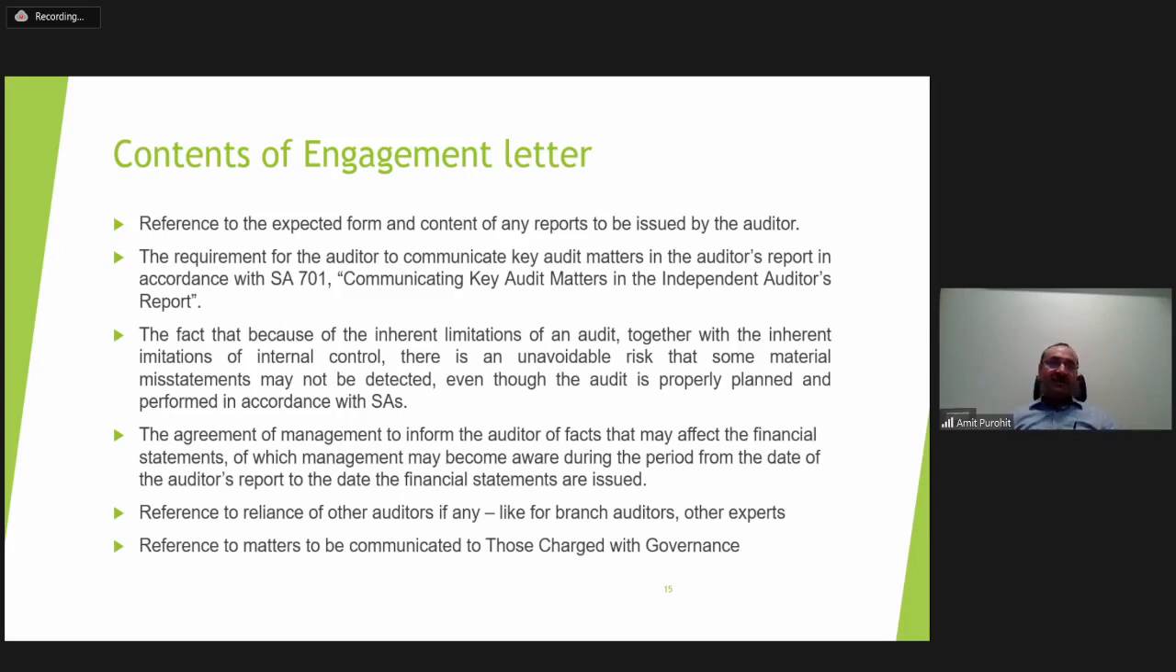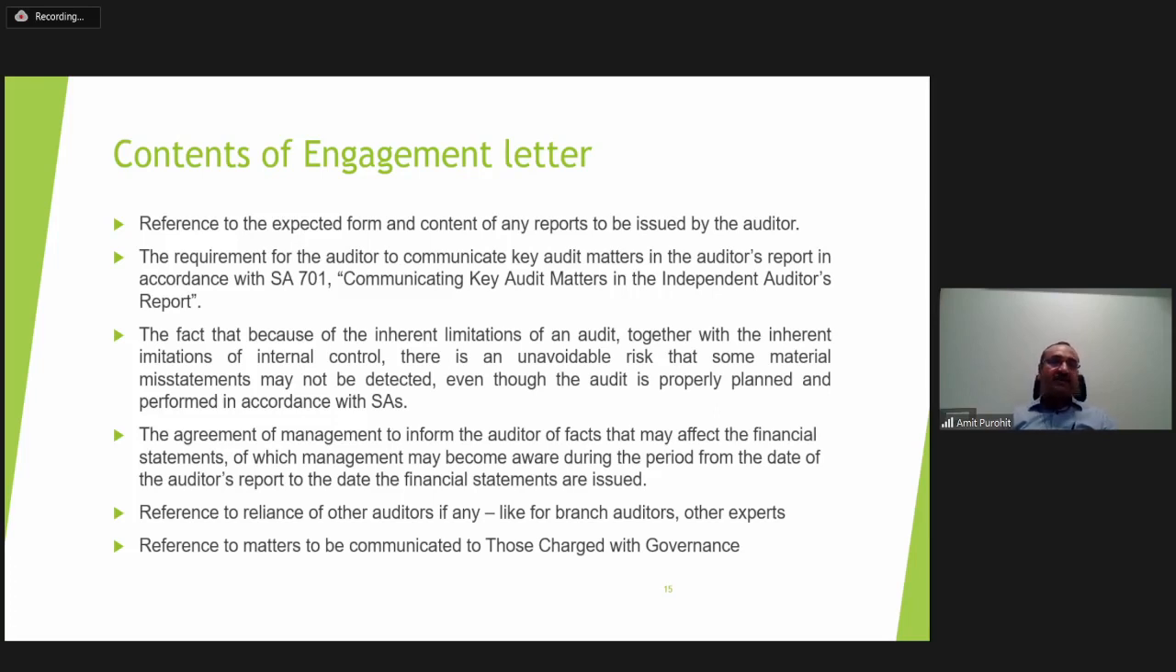The agreement of the management to inform the auditors of the facts that may affect the financial statements, of which the management may become aware during the period from the date of the auditor's report to the date the financial statements are issued. So if the management becomes aware of any subsequent events, then they will promptly notify the auditors, and they will discuss with the auditors and come to a conclusion whether any adjustment to the financial statements is required or not. But the auditor will be given the details of such subsequent events. So this request has to be made in the engagement letter itself.